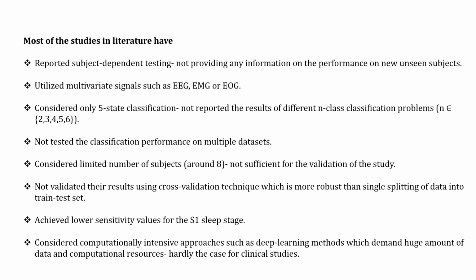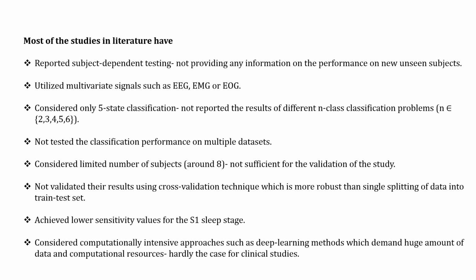The next is that they have utilized multivariate signals, like EEG, EMG or EOG. It is obvious that as we increase the number of channels, the classification accuracy improves, but on the other hand, it also increases the computational cost, and it also creates inconvenience and sleep disturbances. So, we should always prefer a minimum number of channels.